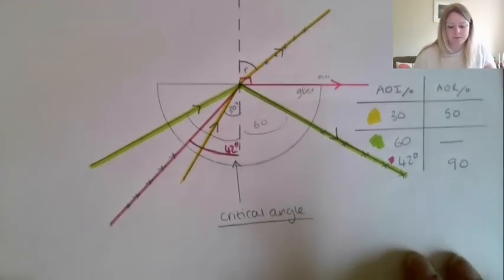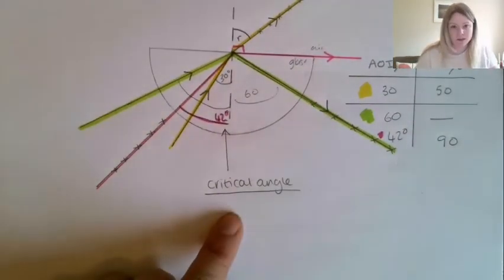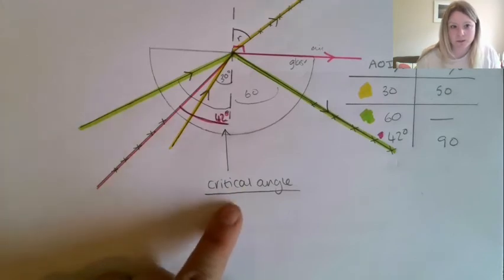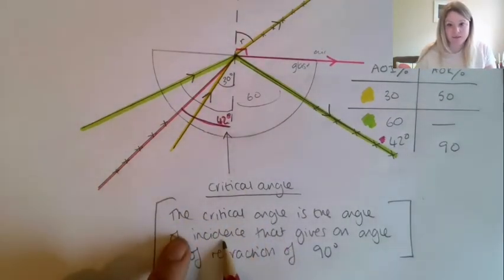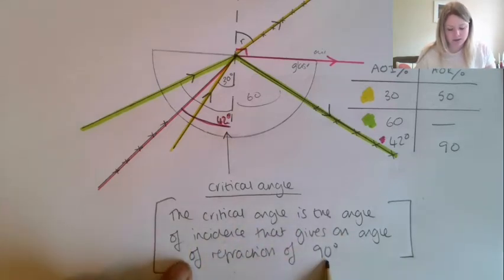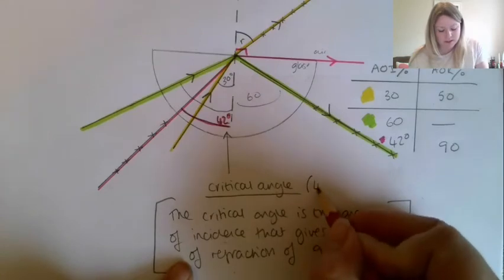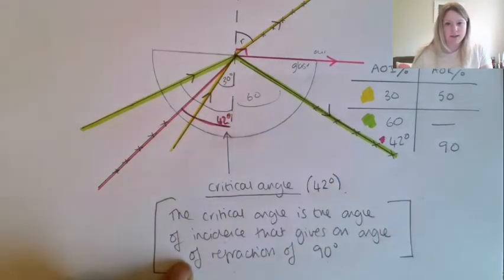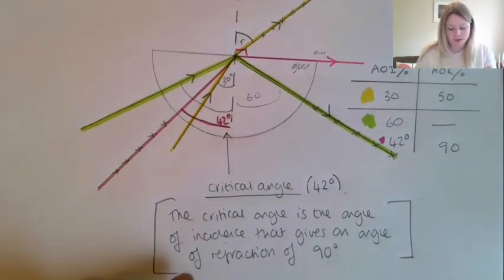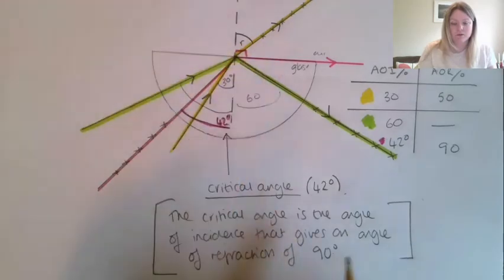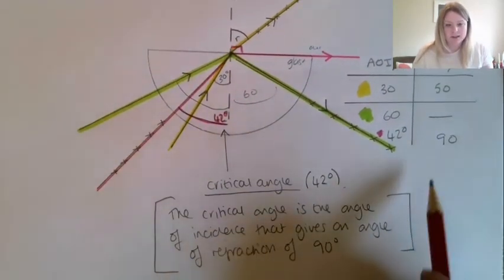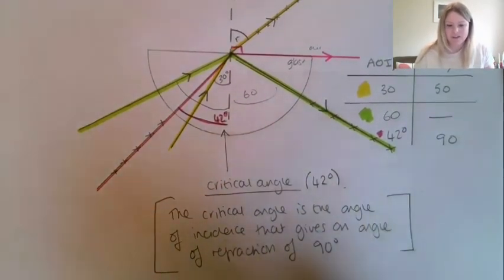All right. So I'm going to write the definition of this here and then we'll discuss it a little bit. The critical angle is the angle of incidence that gives an angle of refraction of 90 degrees. So for this glass or perspex, it is 42 degrees. So the critical angle is 42 degrees, and that is the angle of incidence, this one, that gives an angle of refraction of 90 degrees. This is an important definition.